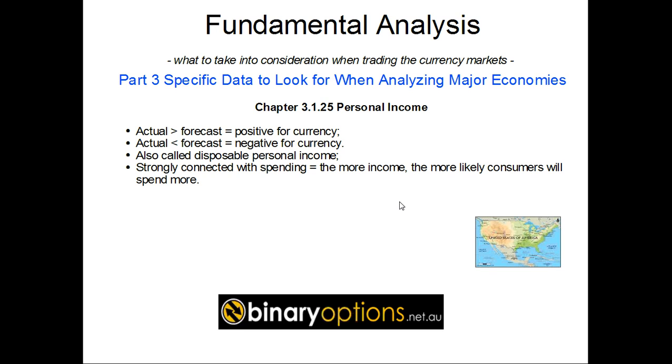If actual is lower than the forecast, this should be interpreted as being negative for the currency. I would say most likely in the United States to be the first one to favor the risk-on environment, and the second one to favor the risk-off environment. They are also called disposable personal income, and like mentioned earlier, it is strongly connected with spending. The more income, the more likely consumers will spend more.